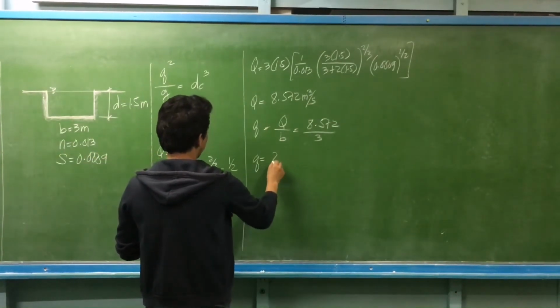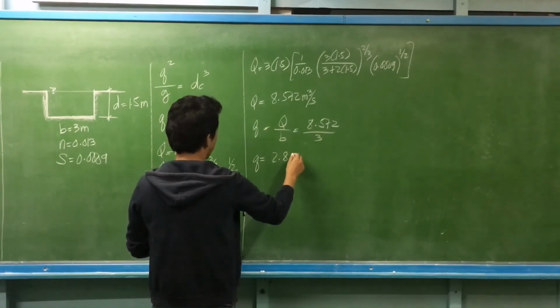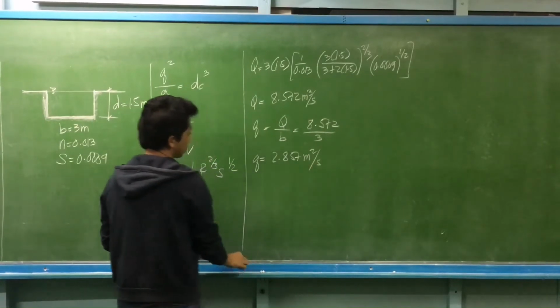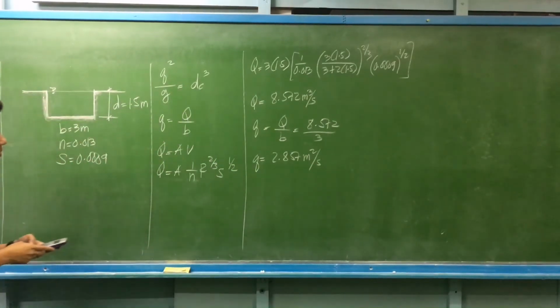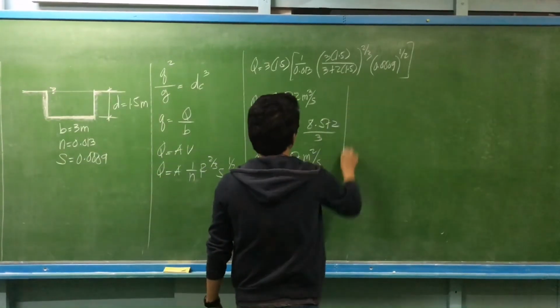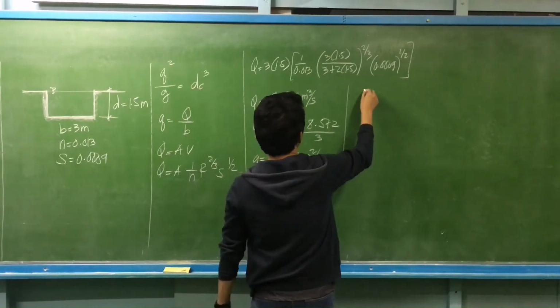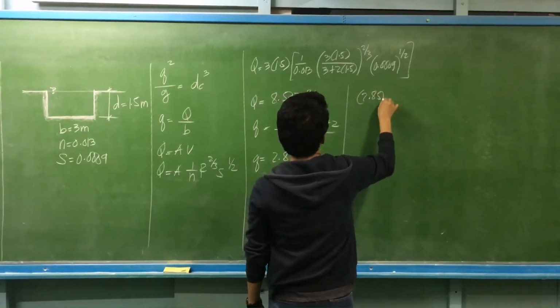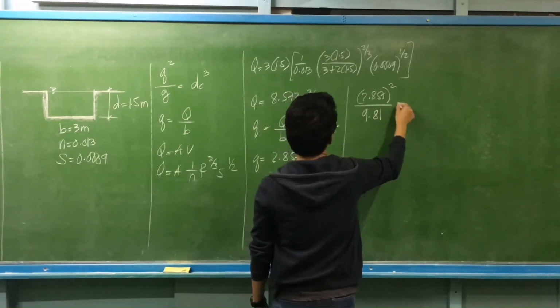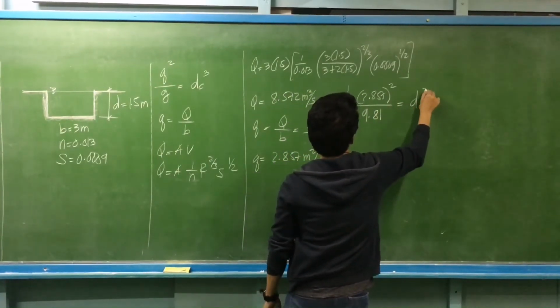It will be equal to 2.857 meters squared per second. Okay, so we have now the unit flow. We can now find the critical depth. So that is the unit flow, we have 2.857 squared divided by 9.81 is equal to the critical depth raised to 3.